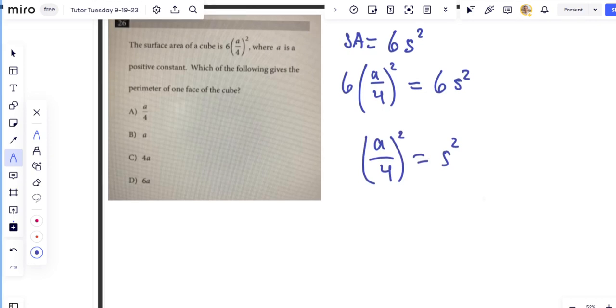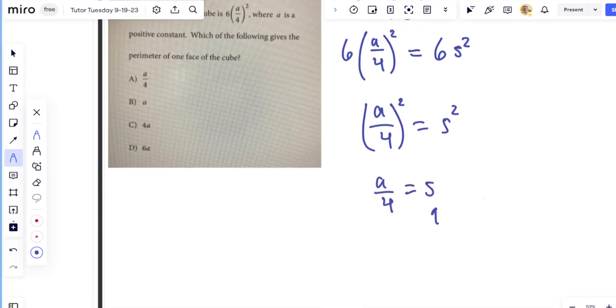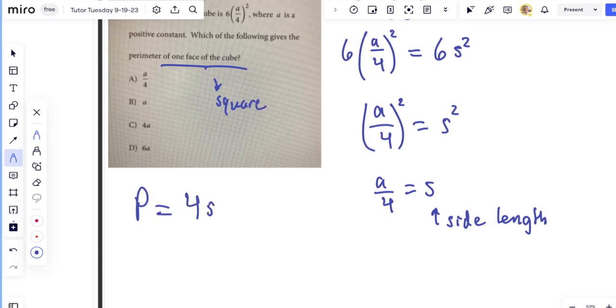I kind of skipped a step of square rooting everything here, but a over 4 is equal to s. That's the side length of the cube. The perimeter of one face of the cube, of course, is a square, and the perimeter of a square is just 4 times the side length. So the perimeter is 4 times the side length, which we just solved for as a over 4, making your final answer B.